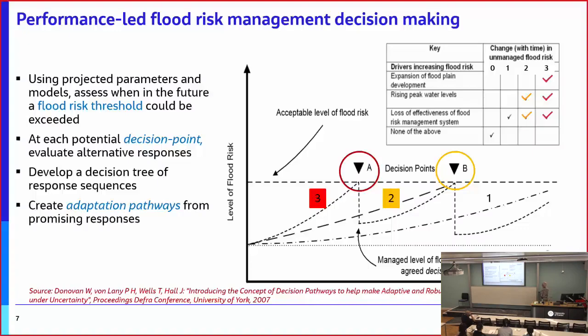And there may be also a loss of effectiveness in the infrastructure you've already got there. So under the worst case, you get the most rapid rise in flood risk if you've got aging infrastructure, a desire for development, and rising water levels. And then at each decision point, and here you see decision points A and B, you have to decide, how do we bring back down the level of flood risk to something that is more acceptable?